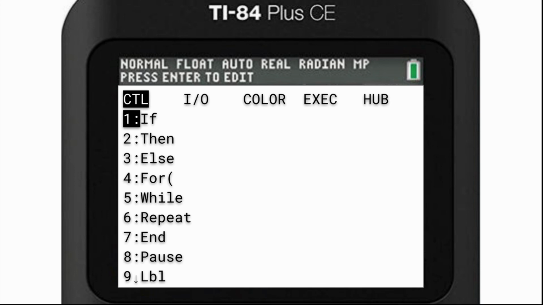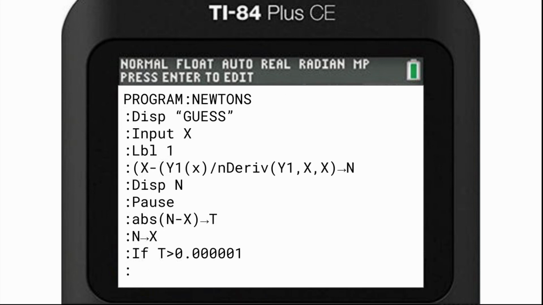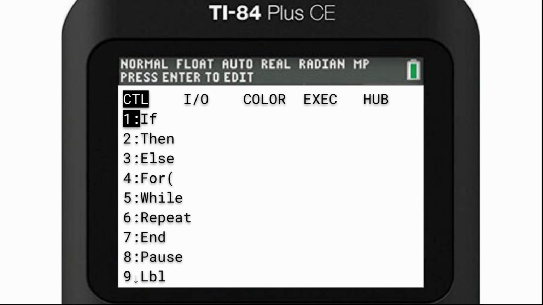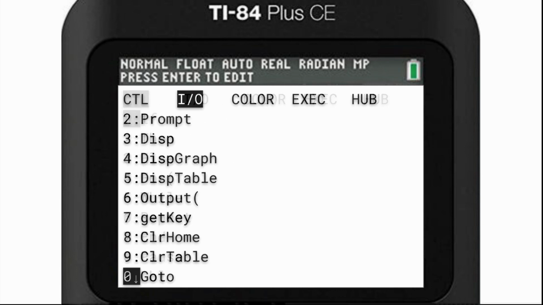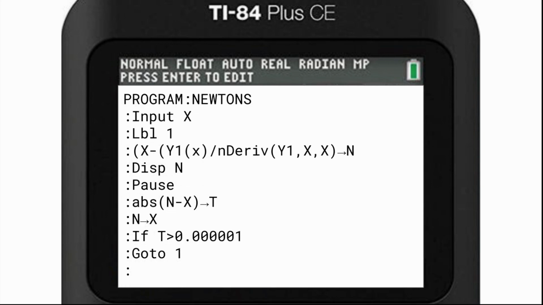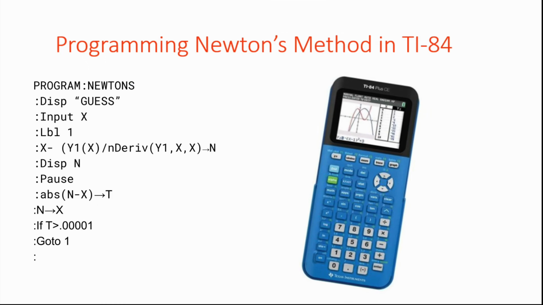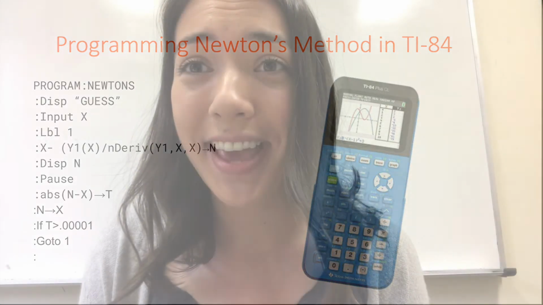Program, finding if t is greater than 0.000001, enter, and then your last step is going to be program. Scroll down to go to insert 1, and there you have it. Your program is complete. I hope that this video is helpful, and good luck.